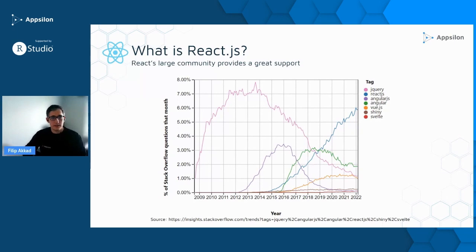And React has a huge community. Over the past few years, the React community grew a lot, which means that most of the problems that you may face during development were likely already solved. On the graph, you can see the number of questions posted on Stack Overflow over time. So now you can see that the React community is leading among other UI frameworks.